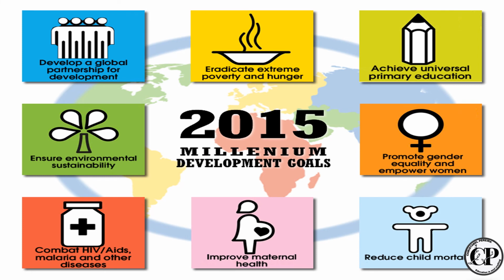The United Nations Millennium Development Goals are 8 goals that UN member states have agreed to achieve by the year 2015. The United Nations Millennium Declaration, signed in September 2000, commits world leaders to combat poverty, hunger, disease, illiteracy, environmental degradation, and discrimination against women.